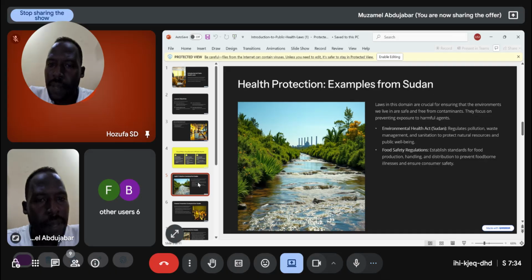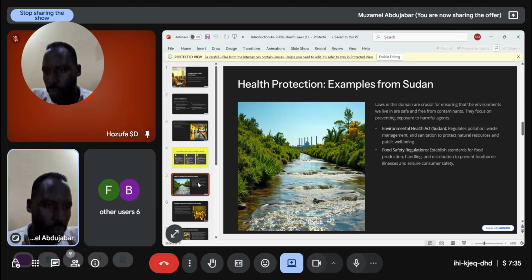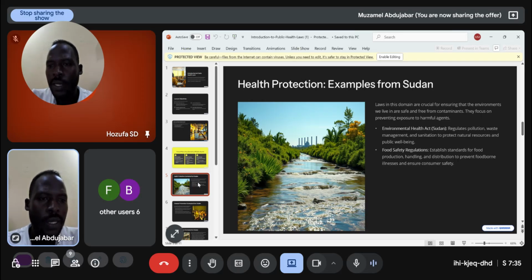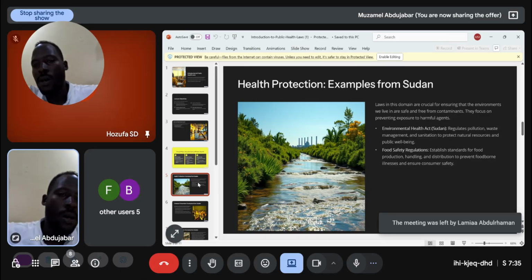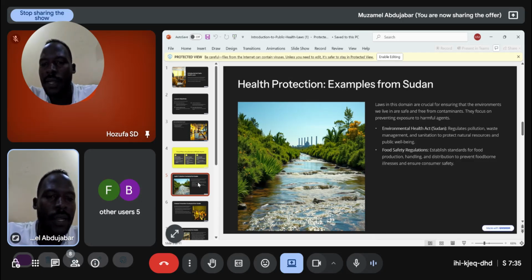They focus on preventing exposure to harmful agents. For example, the Environmental Health Act 2001 regulates pollution, waste management, and sanitation to protect natural resources and public well-being. Secondly, food safety regulations establish standards for food production, handling, and distribution to prevent foodborne illness and ensure consumer safety. As I mentioned, the public health protection law in Sudan focuses on ensuring the safety of the environment and keeping it free from contaminants.